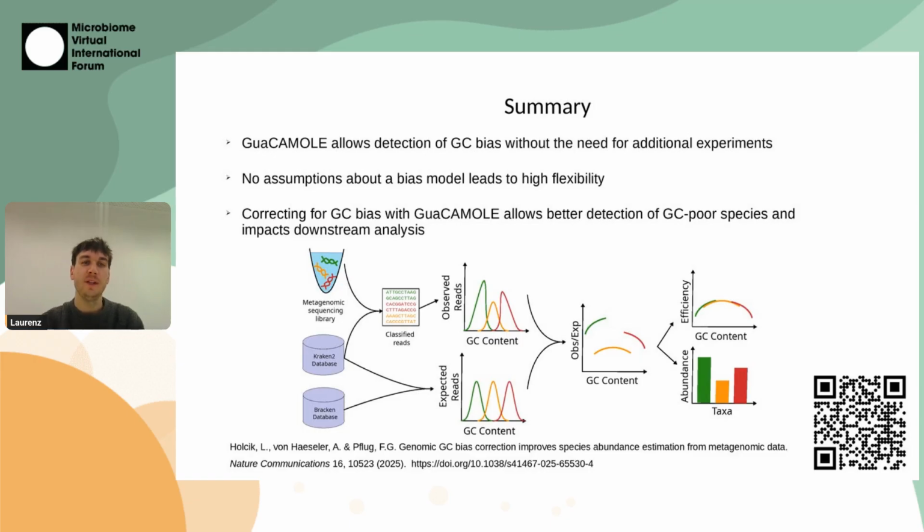So this brings me already to my summary. I wanted to show you how GuaCAMOLE allows for the detection of GC bias without any spike-ins or calibration experiments, just from a single sample. It is very flexible. It deals with the different biases that seem to be present in metagenomic samples without making any assumptions. And also, this correction matters and has an impact on downstream analysis.